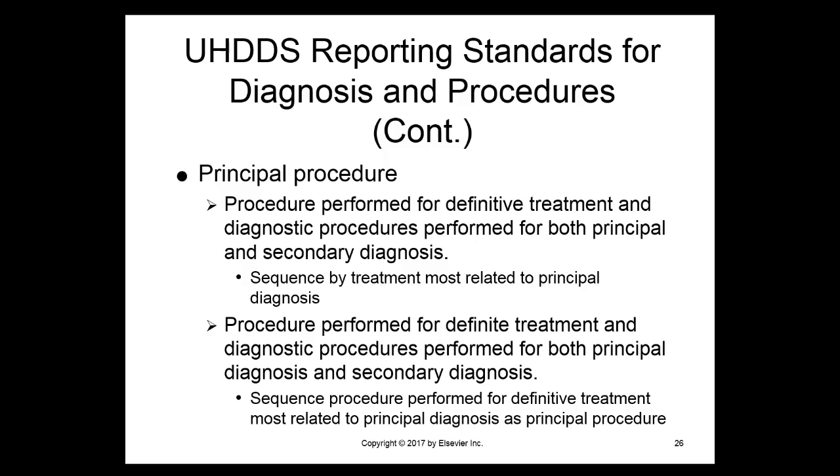So an example of this is, let's say that a patient comes into the hospital with pneumonia and they fall and break their hip and they have to have a hip replacement, or a reduction of a fracture of the hip. That is a definitive procedure, and we would sequence it as the principal procedure, even though there's no procedure for the pneumonia. They fell out of bed. So we don't have a procedure for our pneumonia. So the open reduction and internal fixation of the femur becomes the principal procedure.